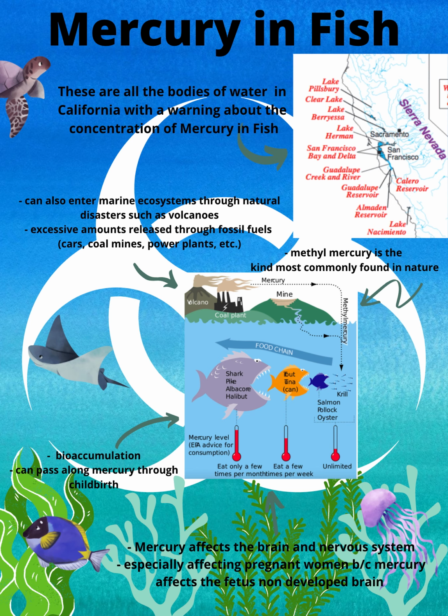Mercury affects the brain and nervous system, and because it can be passed through childbirth, women should be increasingly worried about eating fish if they're pregnant. Due to the increasing amounts of mercury in an ecosystem, it can cause their children to be born with birth defects.